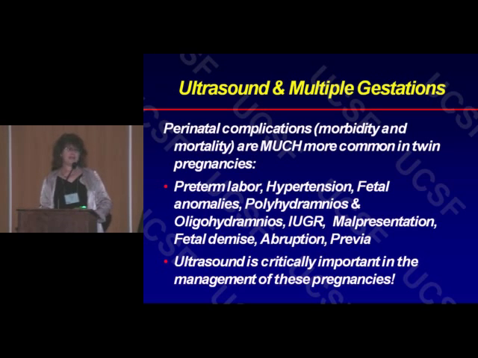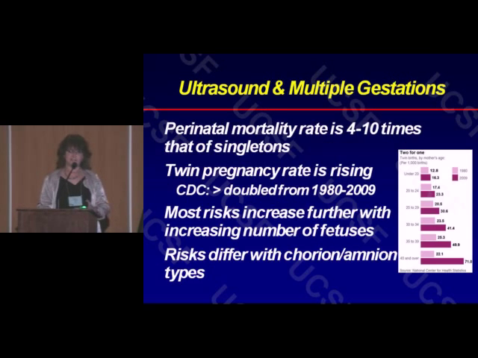A bit of background, setting the stage when we address twins. Remember that perinatal complications, morbidity and mortality, are much higher in twin pregnancies than in singletons. Basically, every bad thing that can happen to a fetus or to a pregnant woman is much more common with twins and higher order multiples. Ultrasound is critically important in evaluating the pregnancies, and remember, we're the first opportunity to diagnose twins. The earlier the diagnosis is made, the better the outcome.